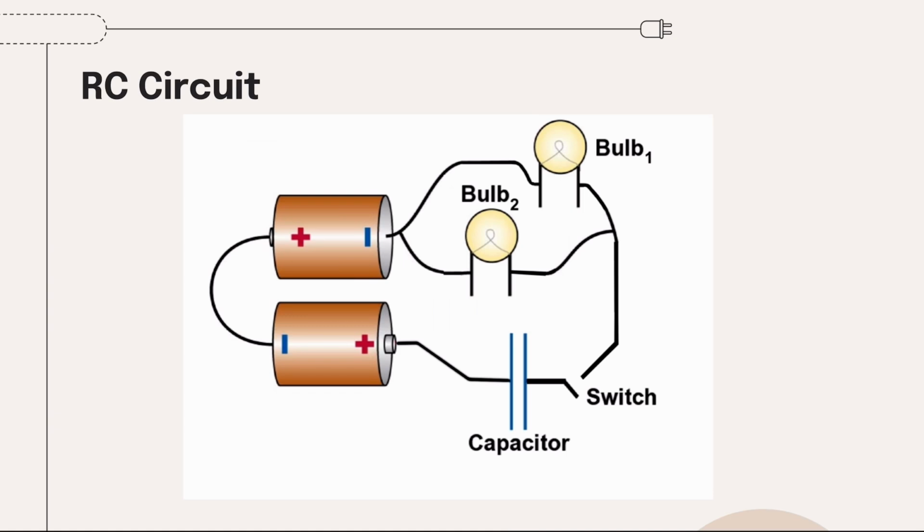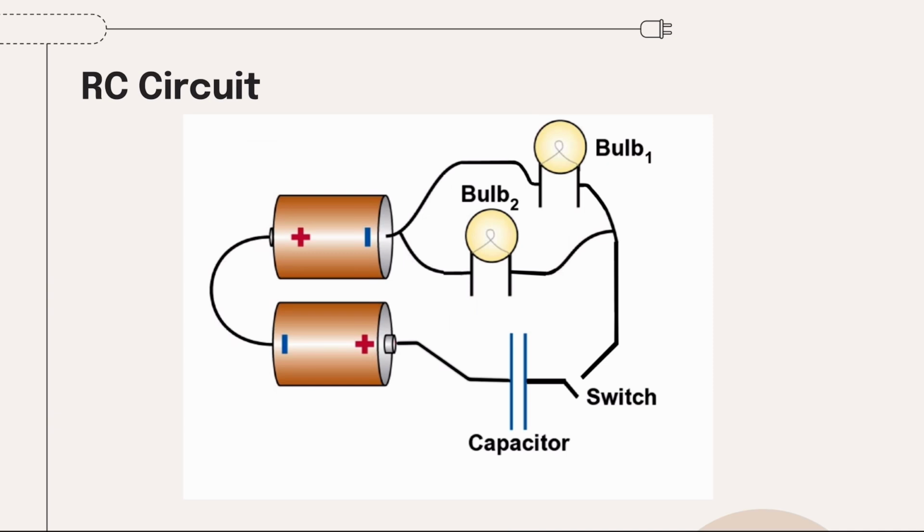Next, we investigated an RC circuit using a capacitor, a battery, and two light bulbs with resistances 2 ohms and 5 ohms. For the 2 ohm bulb, the bulb lit up and then dimmed over time as the capacitor charged. It took 9 seconds to charge fully. When the capacitor was disconnected from the battery and connected directly to the bulb, it discharged in 13 seconds, with the bulb starting bright and then dimming.